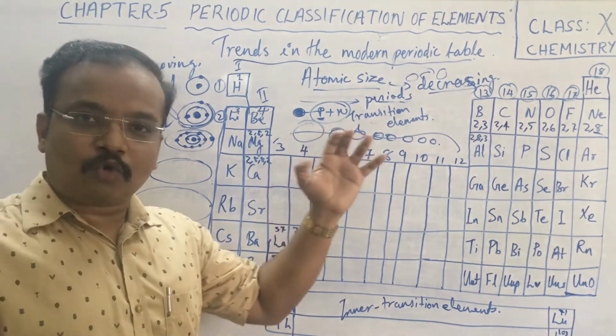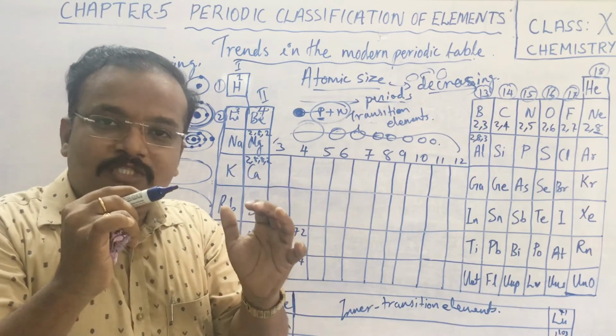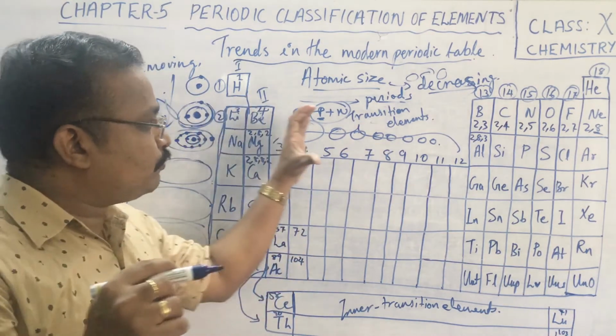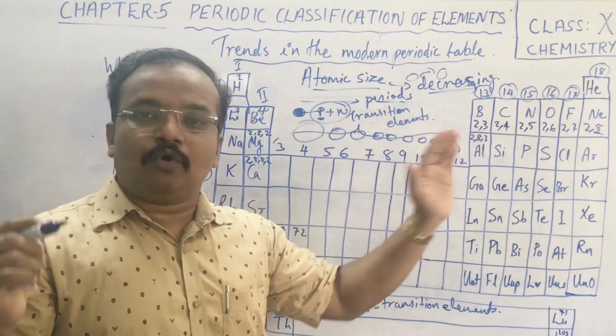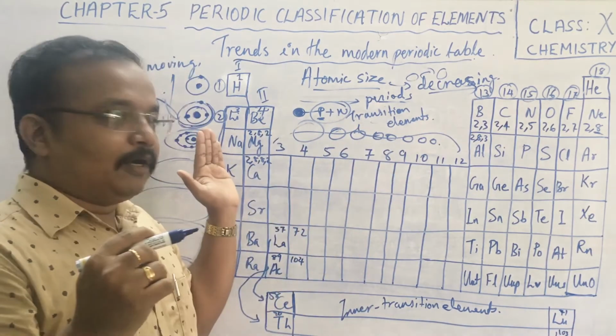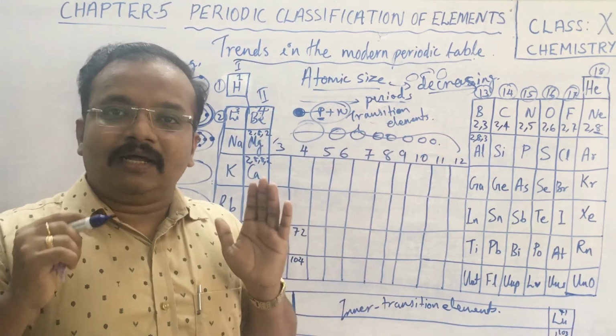Because of that, protons will pull the electrons closer towards the nucleus. Because of that, the size of the atoms reduces from left to right in the periodic table.